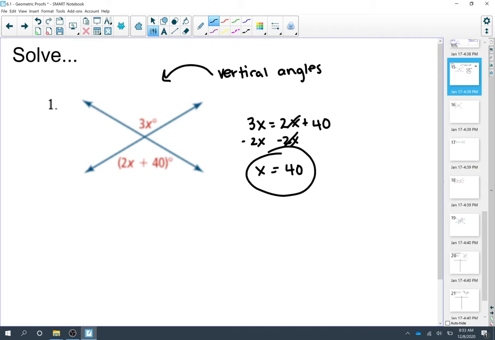Now, what if I were to actually ask you, what is the measure of this angle? Okay, x is 40, but what's the angle? So we would take 3 times 40, which is 120 degrees. So if this angle is 120 degrees, then what's this angle? Well, they're vertical, we know they're the same. So we know it's also 120 degrees.